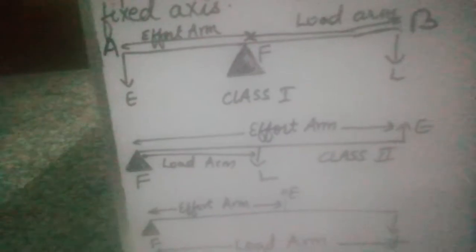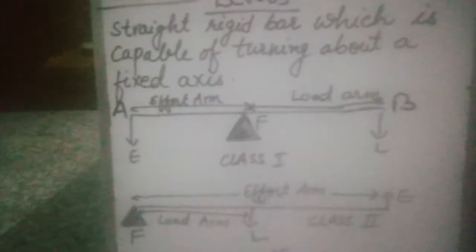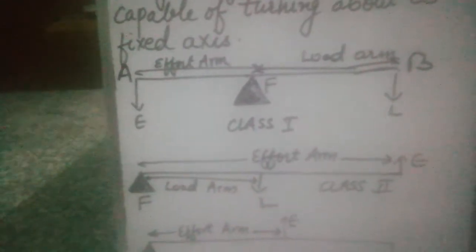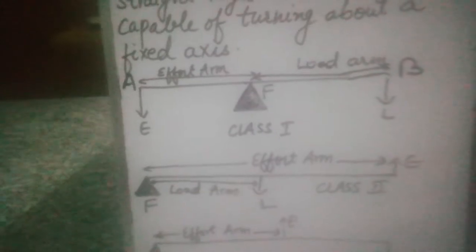For an ideal lever, it is assumed that the rod, that means this straight bar, is weightless and there is no friction at the fulcrum. Now, a lever works on the principle of moments.